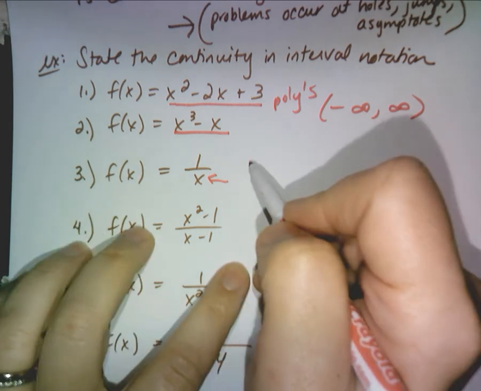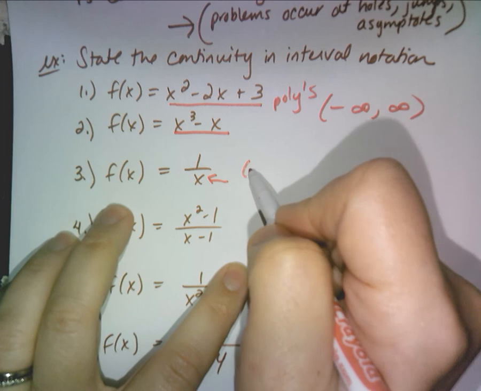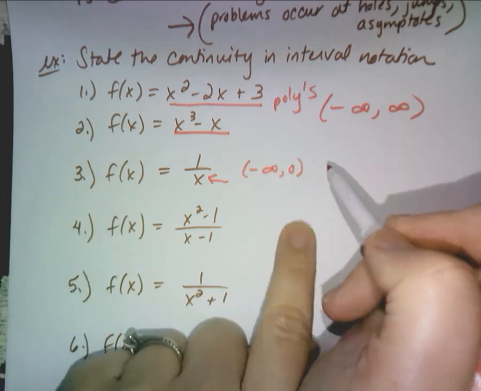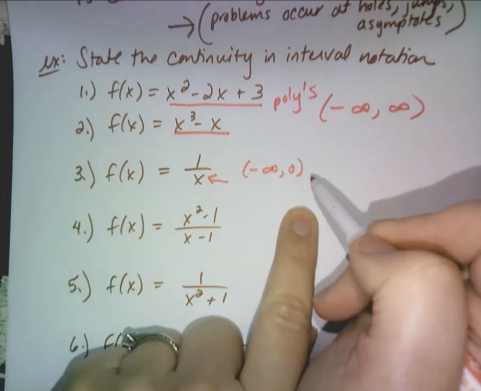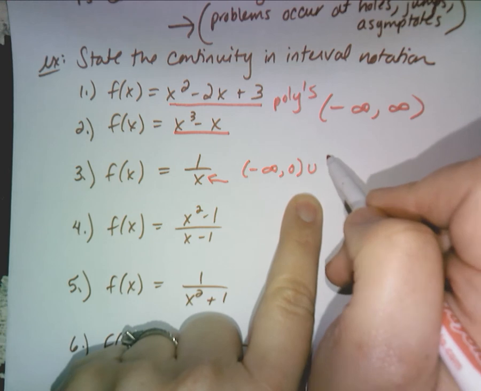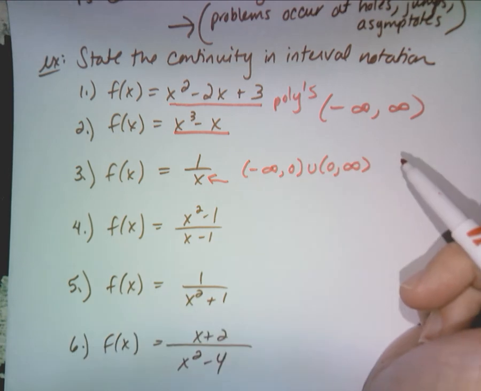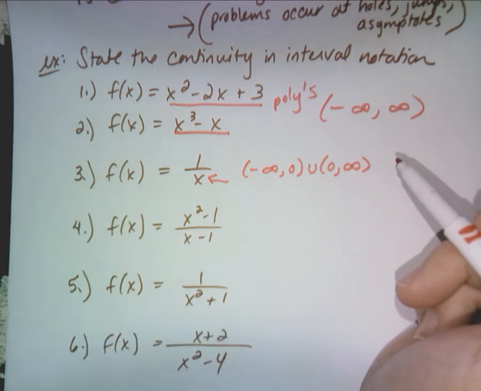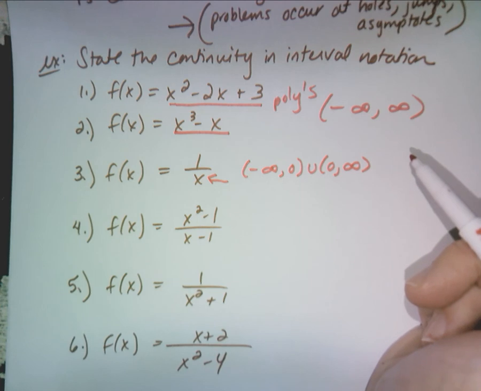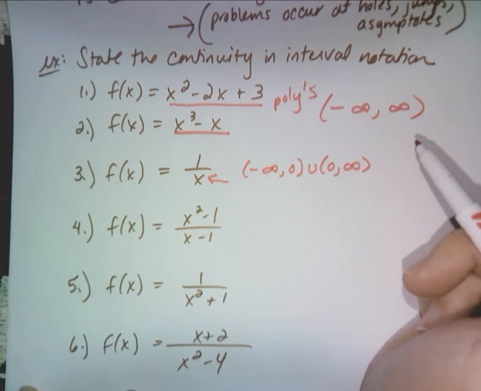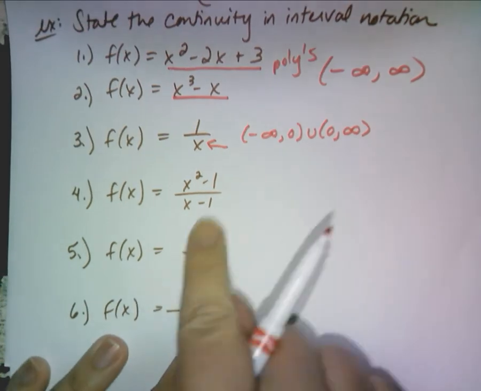So you would say, okay, Mrs. Seta, it's continuous from negative infinity up until 0. And then we have this asymptote, and then you say united with 0 to infinity. So I'm good from negative infinity to 0, and then I'm good from 0 to infinity. But at 0, there's an asymptote, and that would be the continuity. Done. Okay? What about this one?